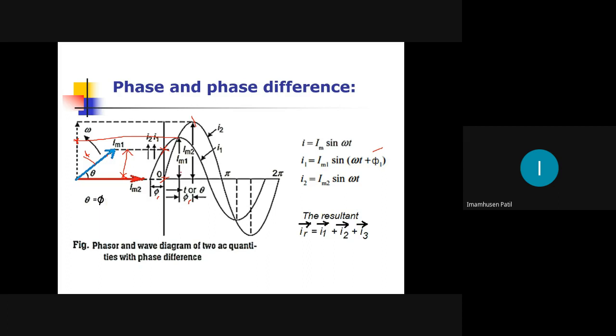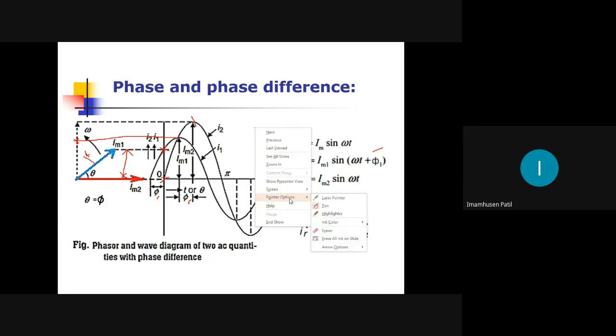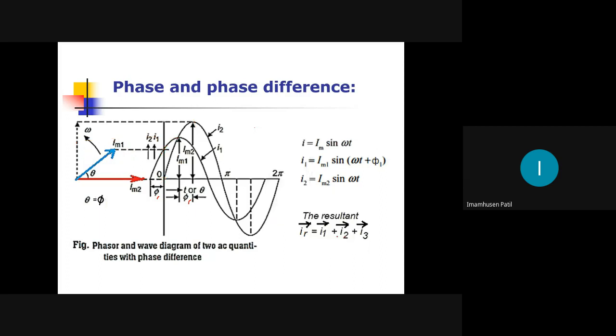So now we are converting these waveforms. Try to draw the waveform, whatever I have drawn, in your books. Let me see how you will draw.